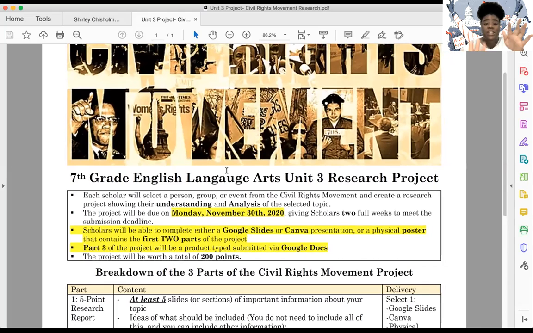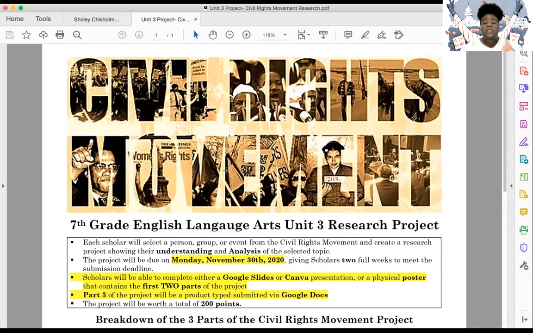So I am attaching this document right here to the email that this video was sent in. You have this PDF. Essentially, I want to go through each component. This is the project planning page so you can see what you need. You all should have already selected your topic that you want to do for your civil rights movement project. If you haven't done that step, I don't know what you've been doing for a whole week in my class. Please choose a person or an event from the civil rights movement, and that will be the topic in which you're going to complete this project.